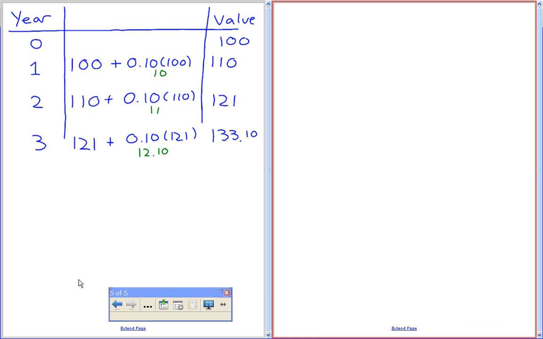Continuing on, we're going to make an equation. So this is going to be our first formula. It's the formula used for compound interest.